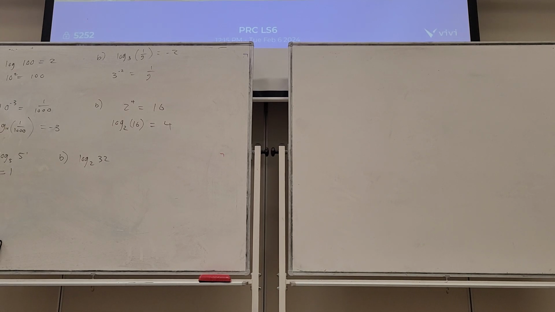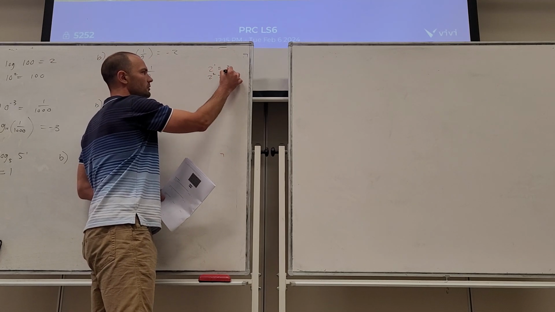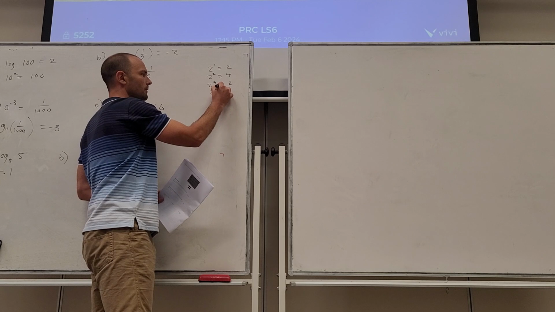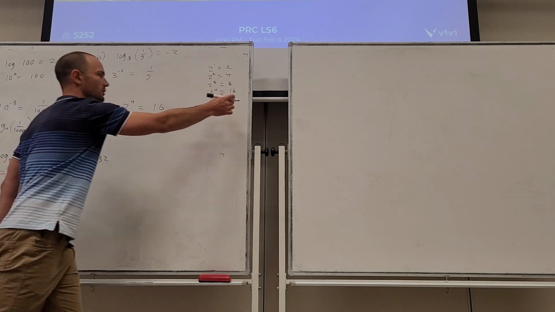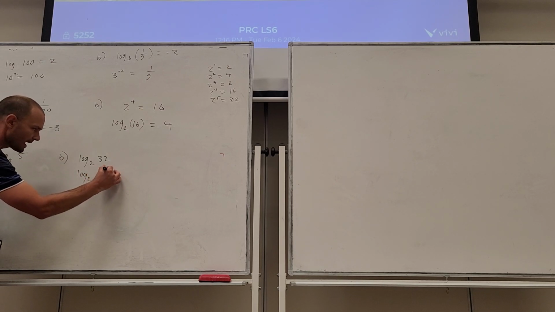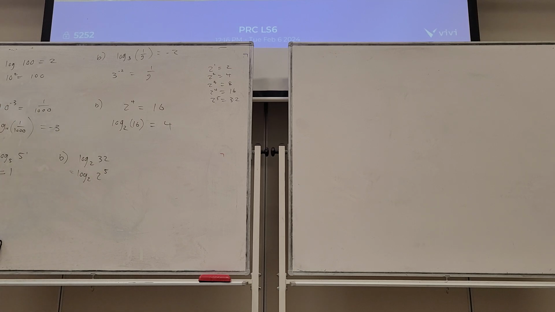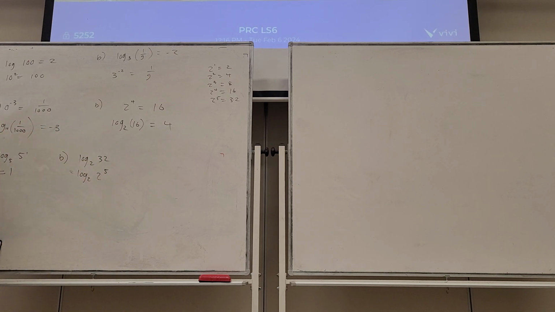Okay, log in base 2 of 32. We need to express 32 as a single power of 2. Alright, so we should be pretty comfortable with these. 2 to the 1 is 2, 2 to the 2 is 4, 2 to the 3 is 8, 2 to the 4, 16. We're getting there. 2 to the 5. We're not just doubling each time, right? 32. So that means 32, we can express that as 2 to the power of 5. Alright, so we have expressed 32 as a power of 2, and so now we will just simplify to the 5.